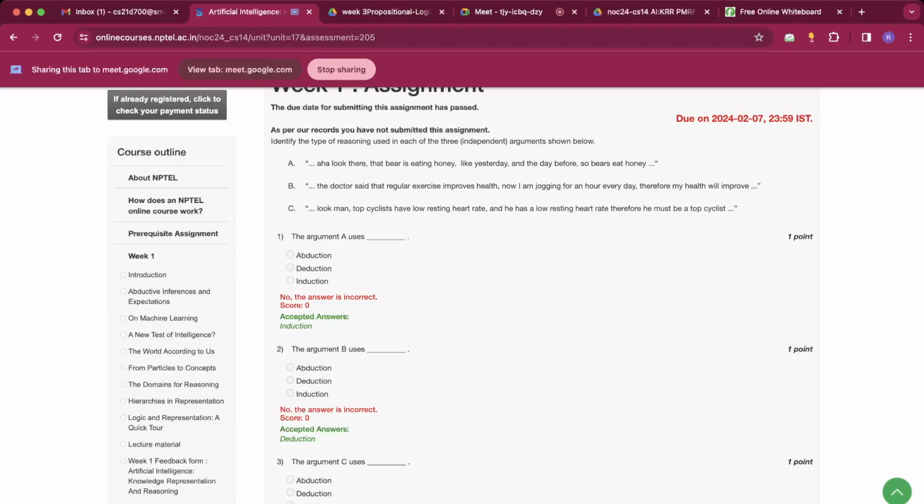Yeah, so we can formulate it this way. Low resting heart rate implies top cyclists. Can we say that? Let's say P refers to low resting heart rate and Q refers to top cyclists. So we have P implies Q, or low resting heart rate implies Q, which is top cyclists.